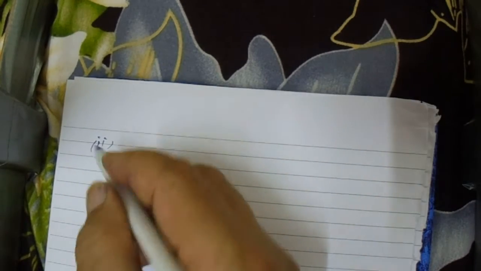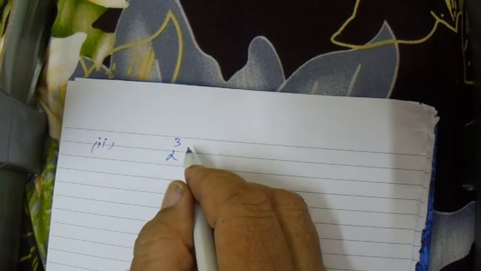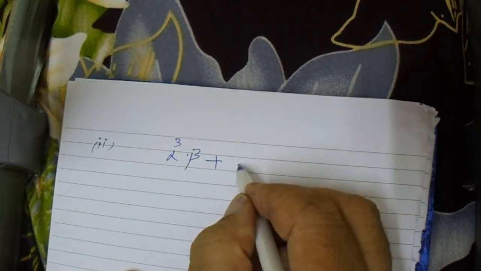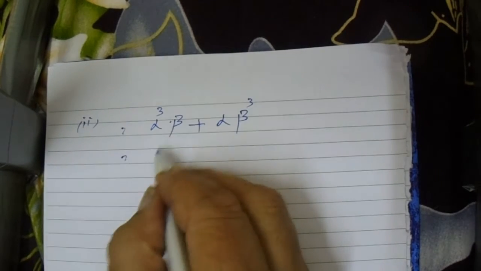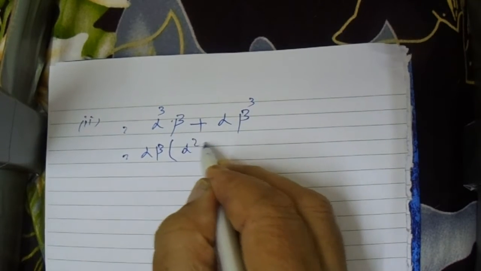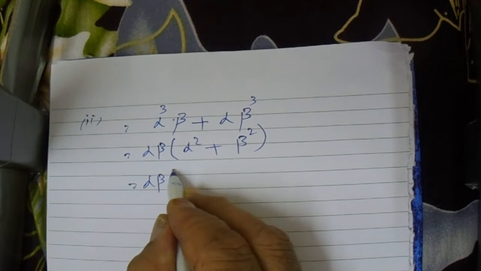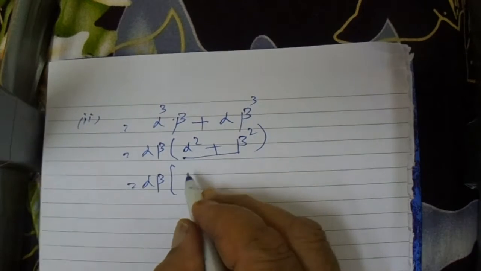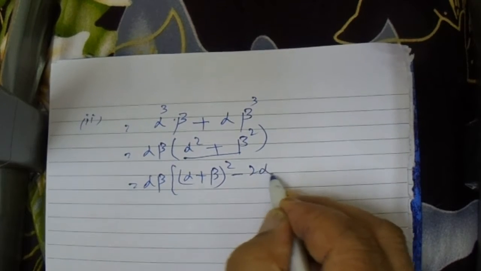Now the second part is alpha cube beta plus alpha beta cube. Now we evaluate the value of this. We take alpha beta common from this, and we write here alpha square plus beta square. We know that alpha square plus beta square is alpha plus beta whole square minus 2 alpha beta.